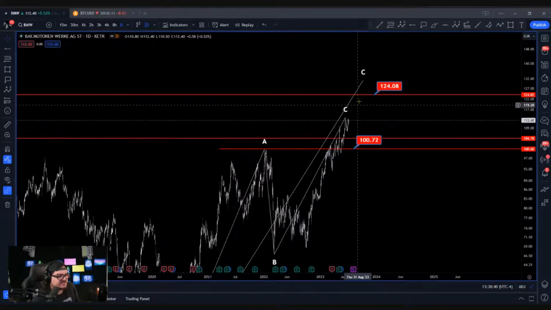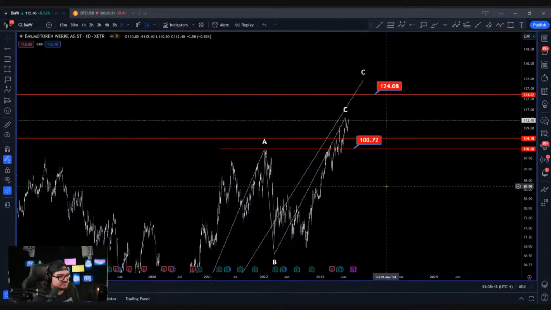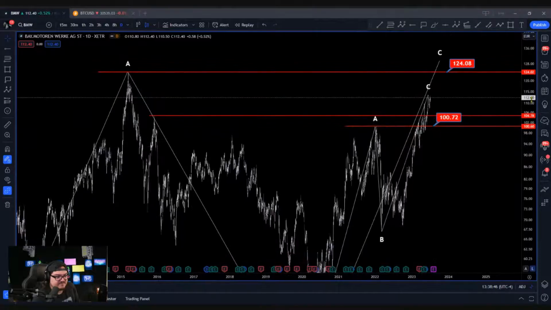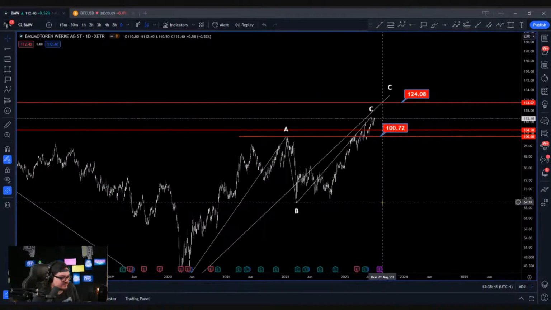But at the moment, we're kind of just in the middle of two areas. So if price wants to continue to be bullish, I definitely think we can test 124 and break the all-time high. But we'll just have to wait and see. I don't see any bullish positions at the moment.